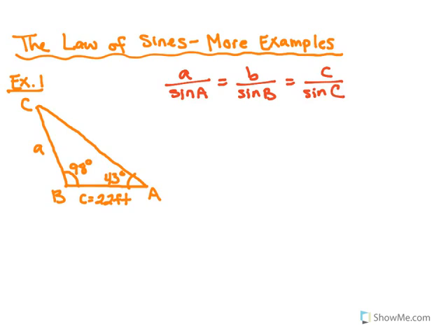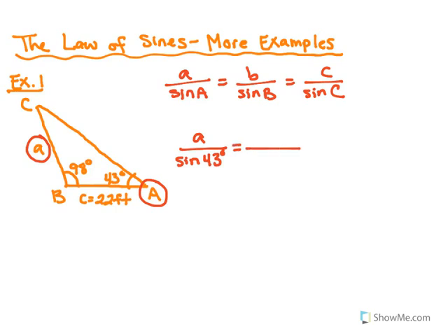So what I know for sure is the A that I'm looking for, this right here, it has an angle measure down here that I know, so I can begin to set that up. So I can say A is to the sine of 43 degrees as something is to something.